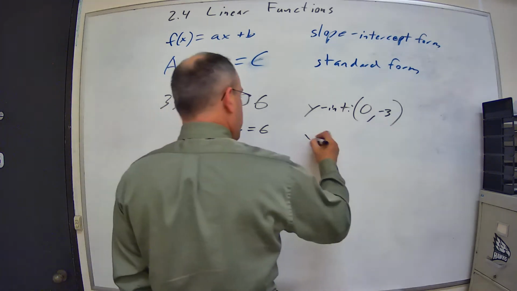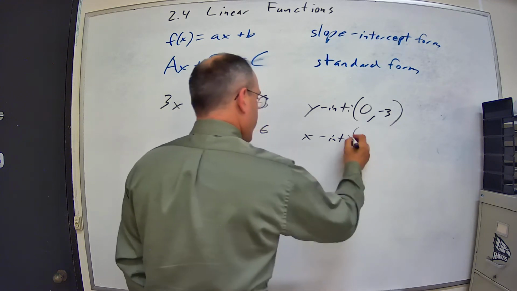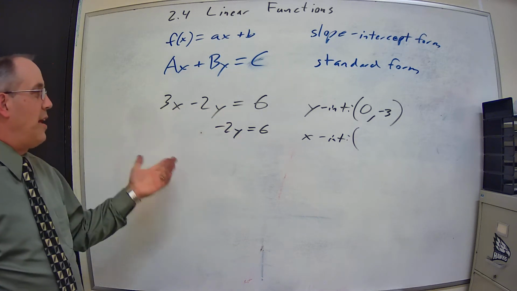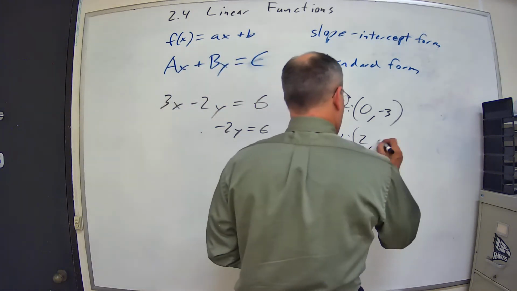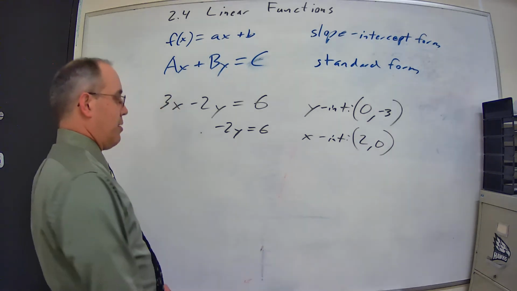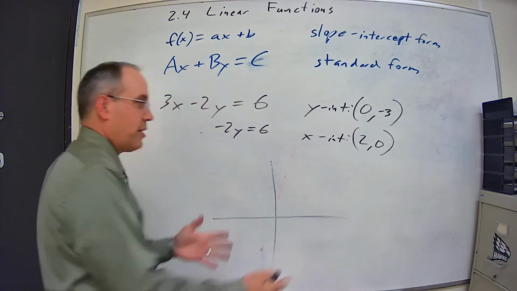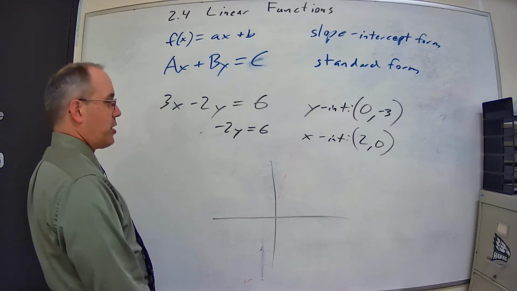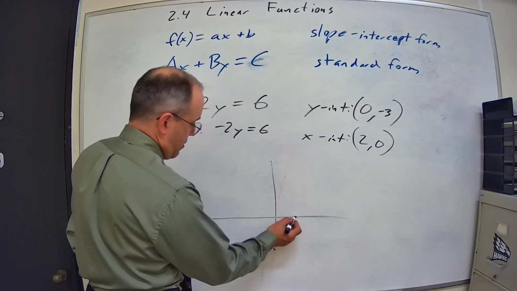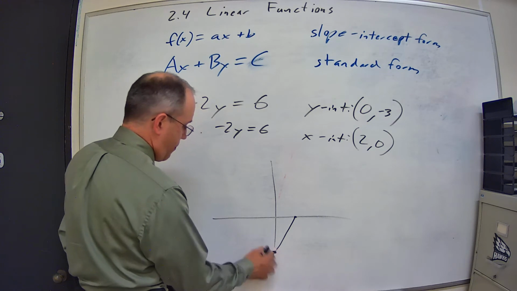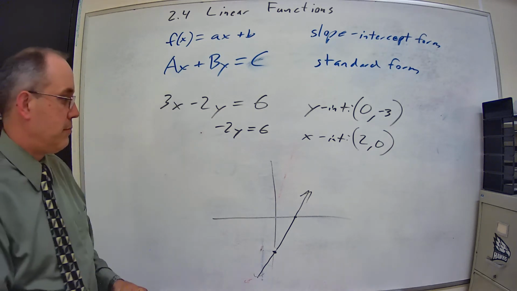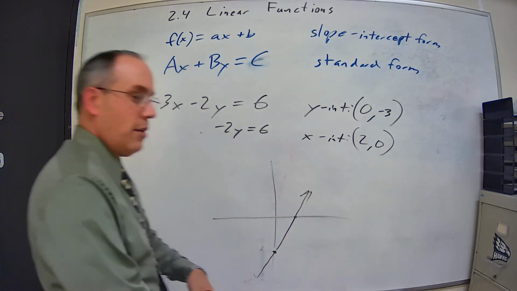If I want my x-intercept, then set y equal to 0, and I get 3x is equal to 6, or x is equal to 2. So 2, 0. Quick and easy to find, and once we have those two, we can plot it. I'm not going to number my axes in this just because I'm doing the quick demonstration, but you have 2, 0, and 0, negative 3. I said 0, negative 3. And we're able to plot our line. Always number your axes, and don't drop your eraser on the floor.